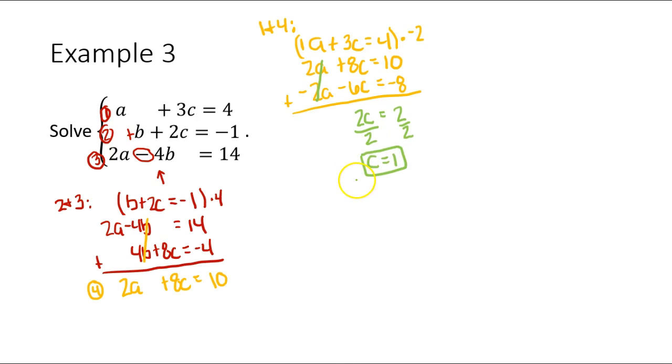Now, I'm going to take that value, and I have several options. I can plug it in down here, I can plug it in right here, or I can plug it in right here. Now I can't plug it into equation 3 because it has no c's in it. But equation 1, equation 2, and equation 4, they all have c's in them. I think I'm going to choose equation 1 to use though.